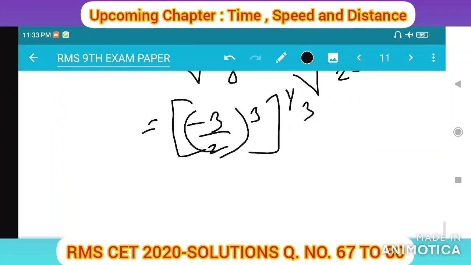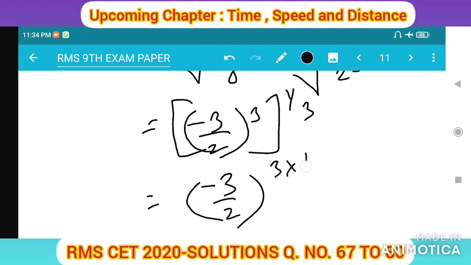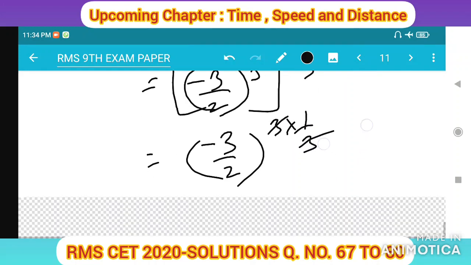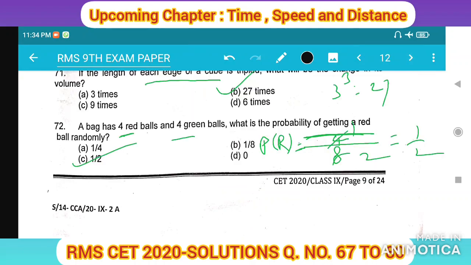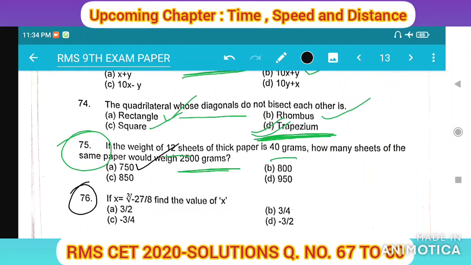By using one identity, a to the power of m whole power n is a to the power of m into n. That's why minus 3 by 2, power 3 into 1 by 3, the 3 gets cancelled. So the remaining part, minus 3 by 2, is the answer. Very easy question. Which option is correct? Option number D.